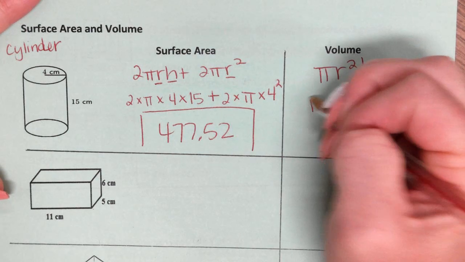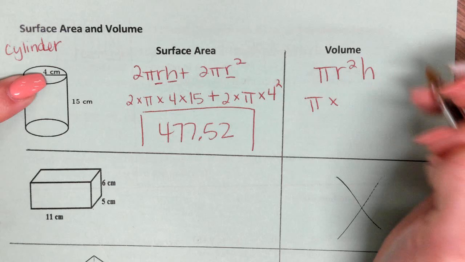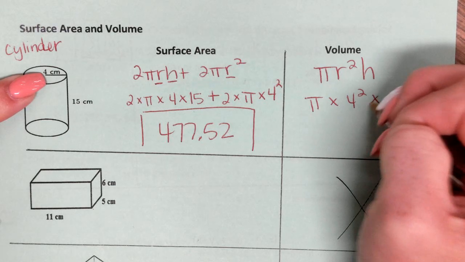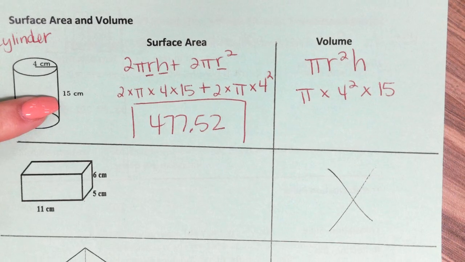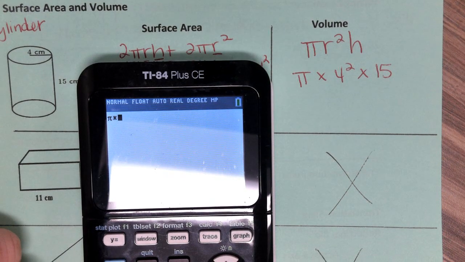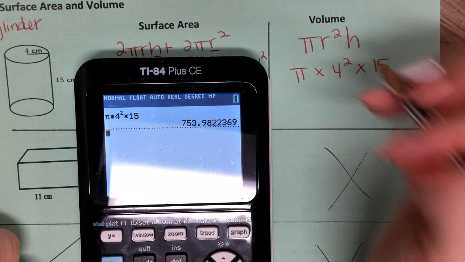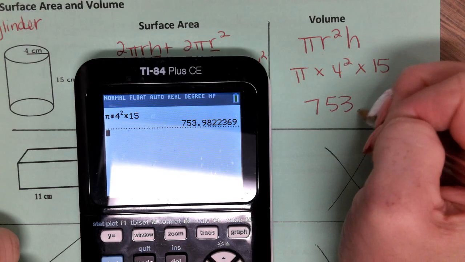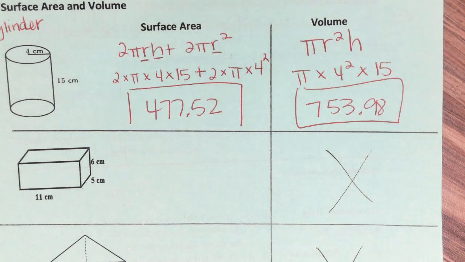All right, so I would do pi times what's the r squared? What's r? 4 squared times what's the height? And I type that in my calculator. So pi times 4 squared times 15, 753.98. Easy or hard?